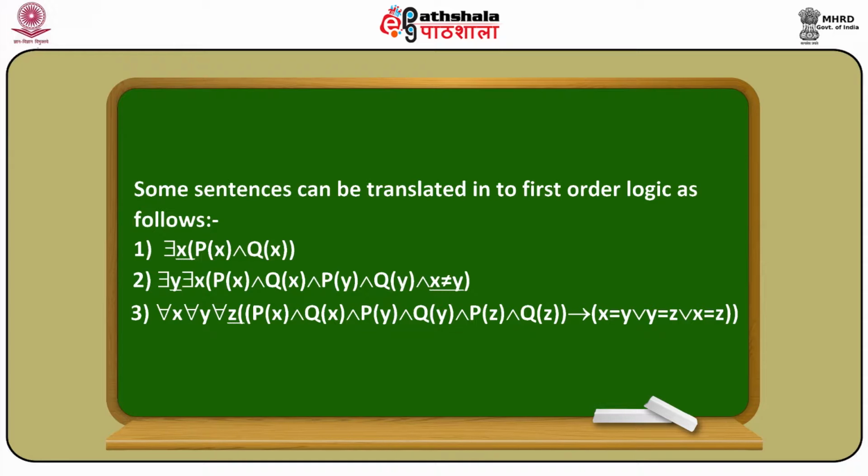Similarly, "at most 2 donkeys snore" can be expressed as, for all x, for all y, for all z, if P of x and Q of x and P of y and Q of y and P of z and Q of z, then either x equals y, or y equals z, or x equals z. That means in any circumstance in which you have more than 2 things, only 2 at most can satisfy the property of both being donkeys and the property of snoring.